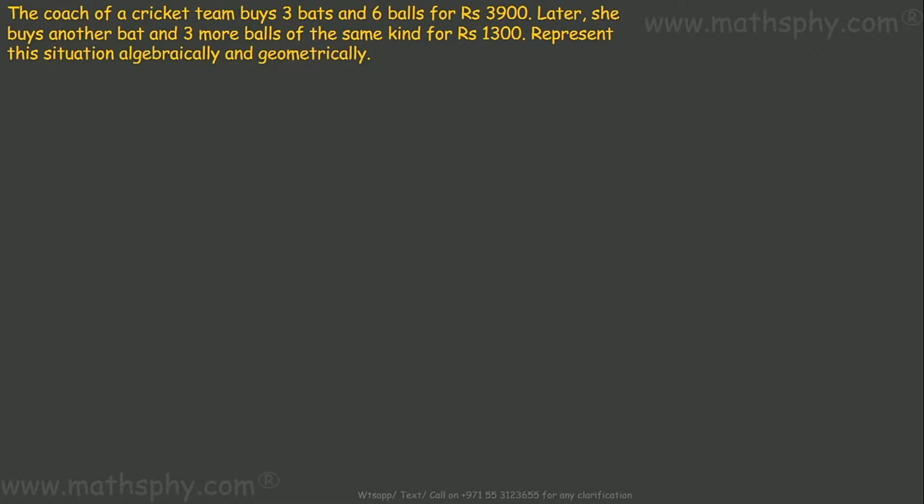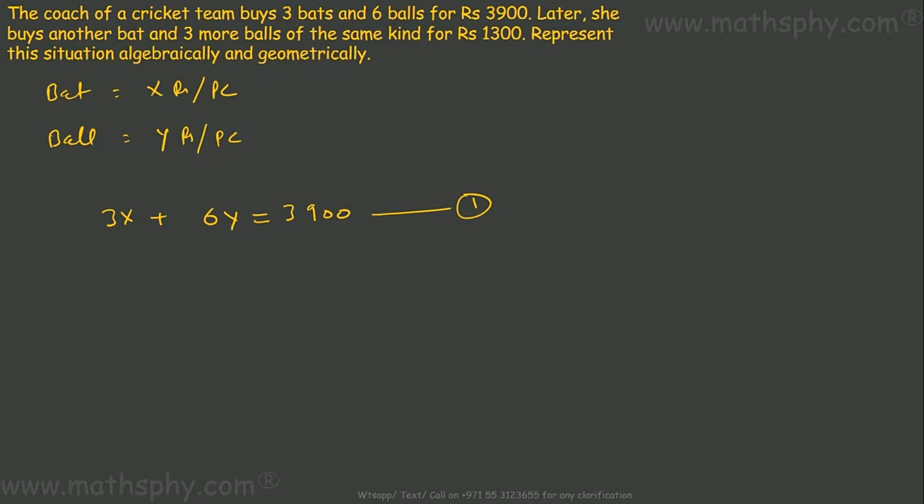Now if I say a bat is x rupees per piece and a ball is y rupees per piece. It says the coach buys 3 bats and 6 balls. 3 bats plus 6 balls. Bat is x rupees per piece and ball is y rupees per piece. And in total she pays 3,900. That's my first equation.